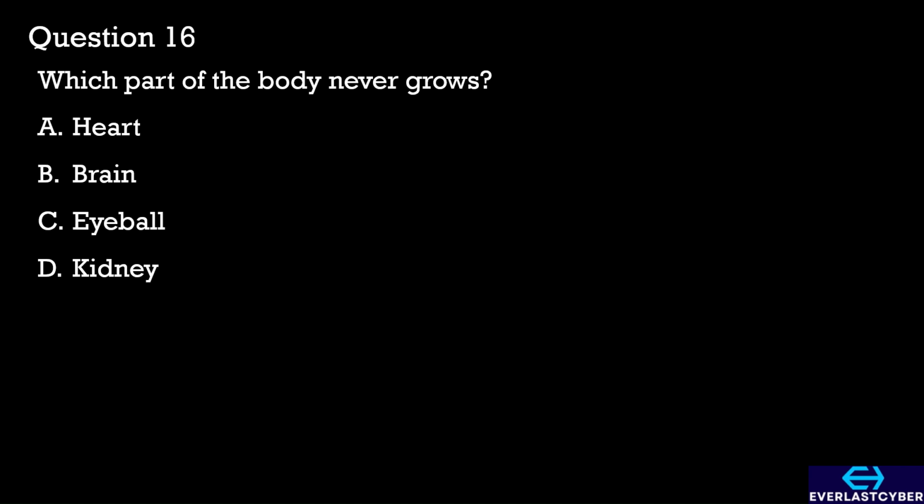Question 16. Which part of the body never grows? A. Heart. B. Brain. C. Eyeball. D. Kidney.